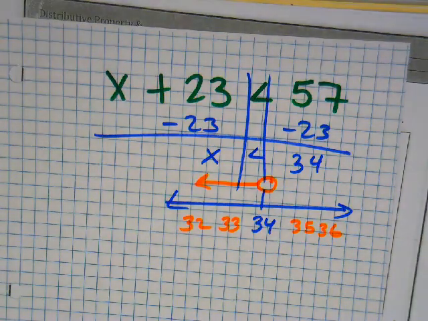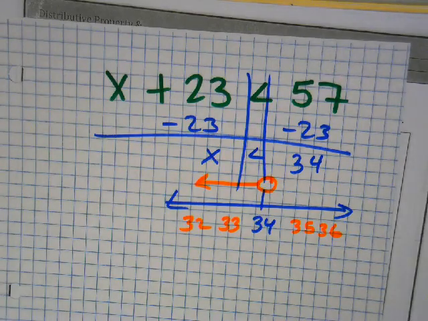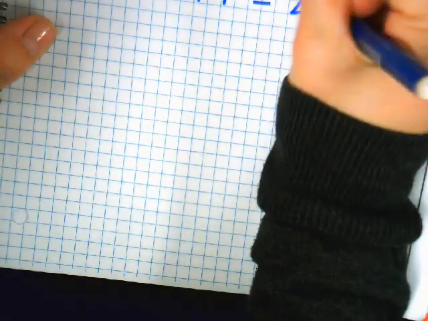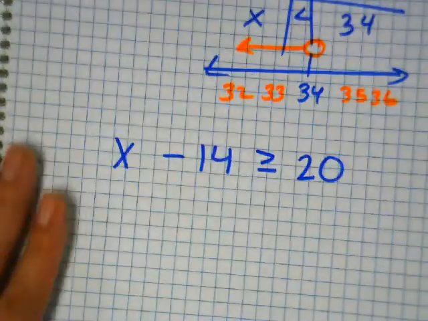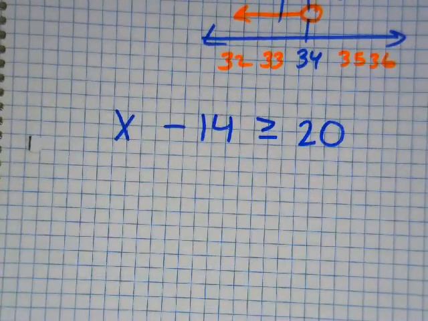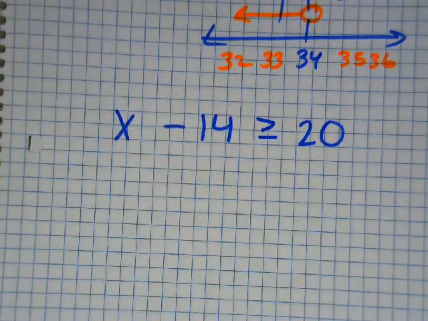We're going to switch it a little. Still the same process, but there's one difference. Let's see if you can catch the difference. All right. X minus 14 is greater than or equal to 20. So what is the difference?